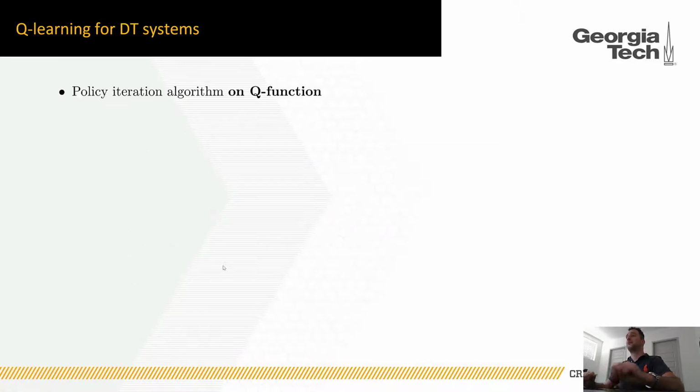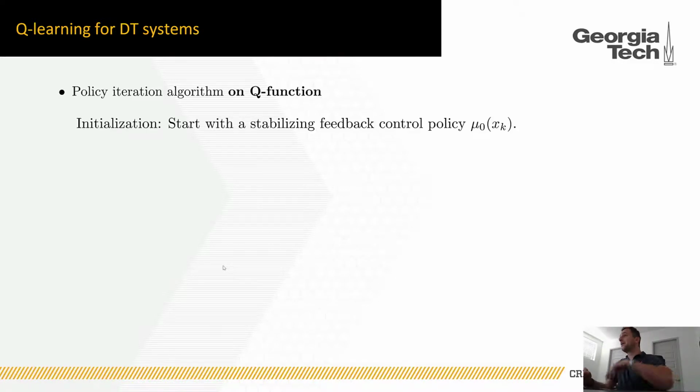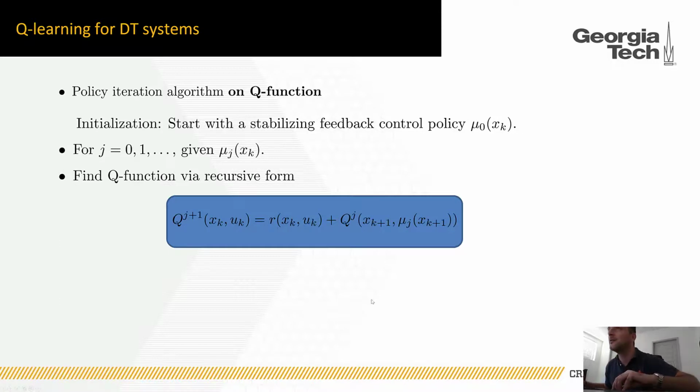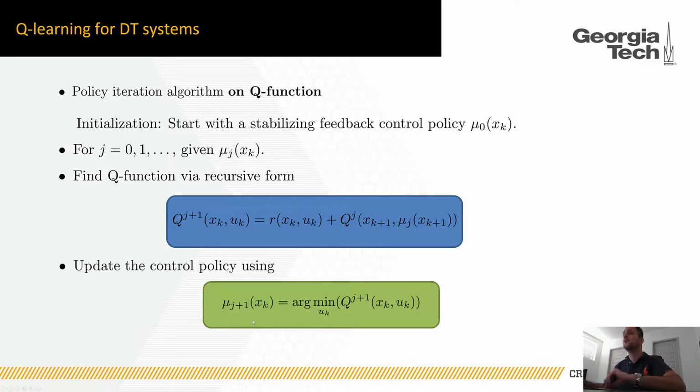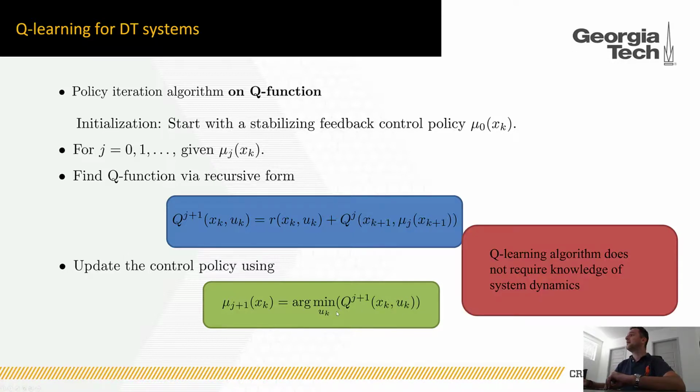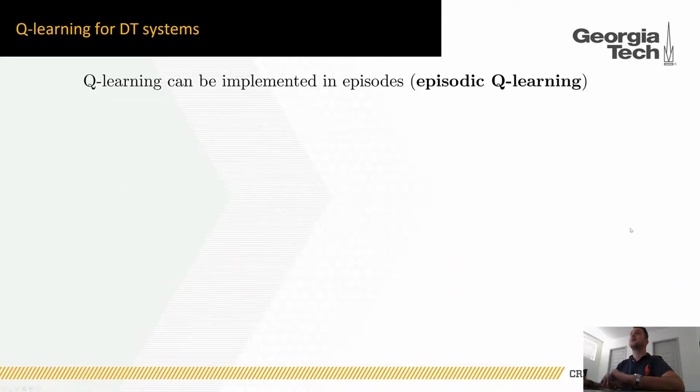Let's see actually what we can do here. Let's do a policy iteration algorithm for the Q function. I will start with an initial stabilizing feedback control policy, mu 0. Now, for every j, I will give you an action, and then I will do iterations on the Q function in a similar way that I did iterations on the value function. And then I update my mu. So here again, this is the Q, and here is the mu. And this does not require knowledge of the system dynamics.